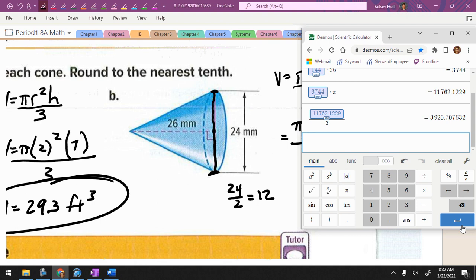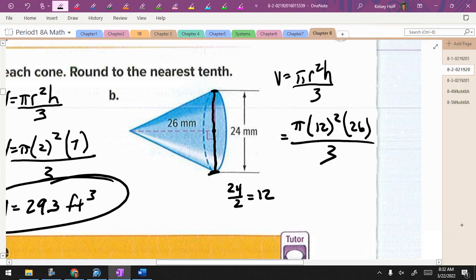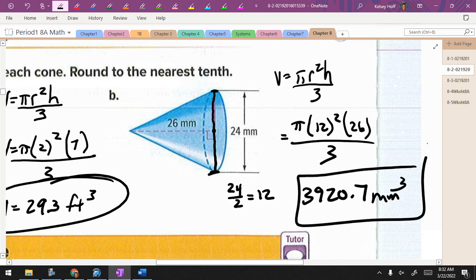3,920 point stays a 7. Why does it stay at 7? Yeah, good work. 3920.7. Label: millimeters cubed.